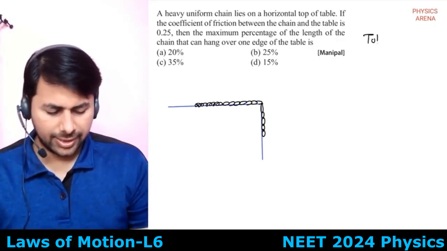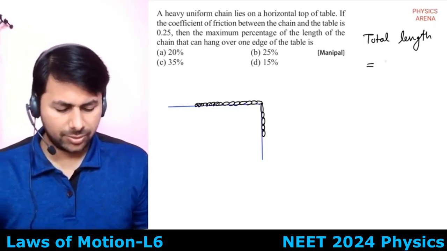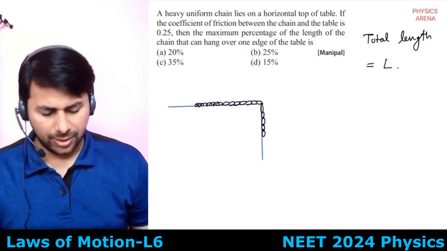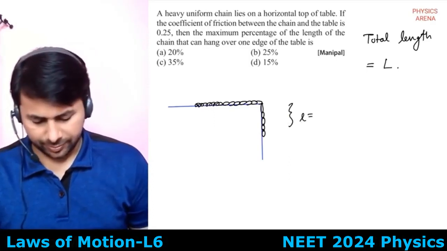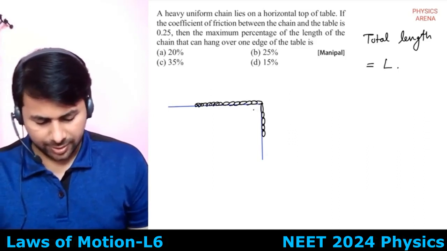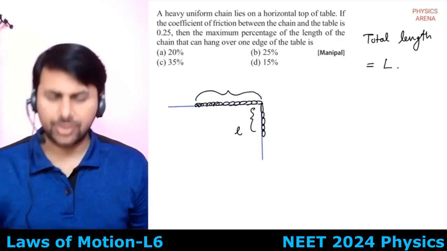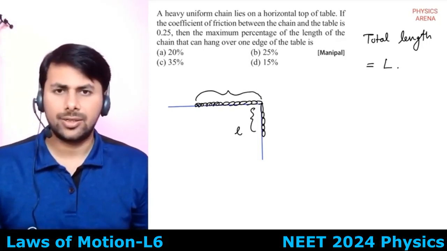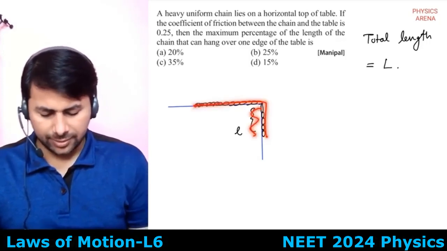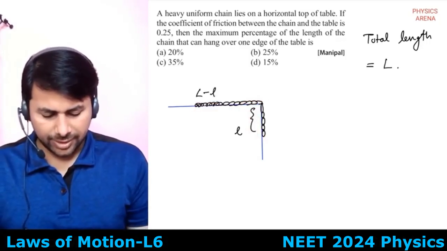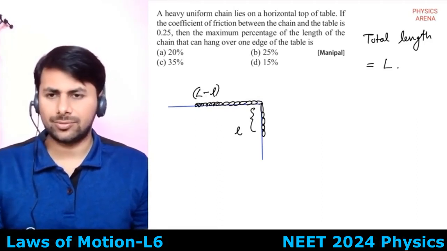So let's suppose the total length is equal to capital L, and this much length is, suppose, small l. So how much will be this much length? This is the total length minus this l, so L minus small l. Okay, right? Yes, no?